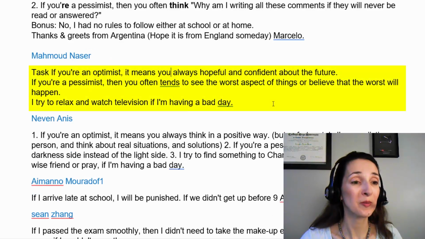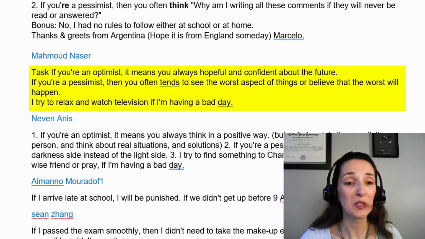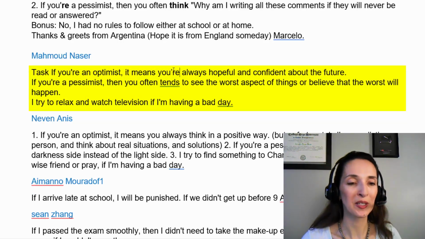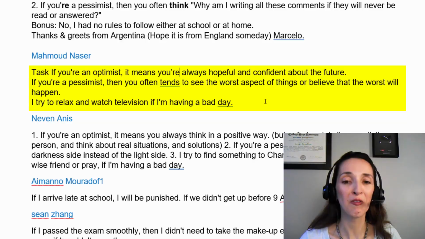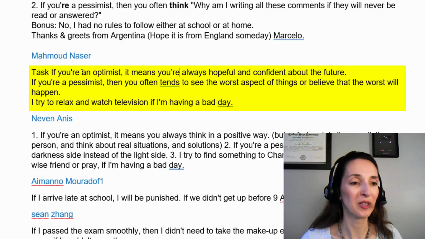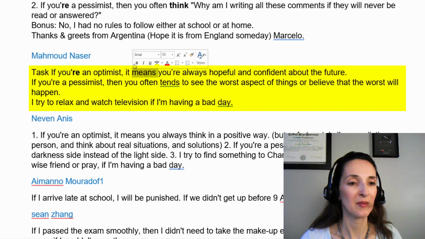Let's look at what Mahmoud wrote. If you're an optimist, it means you... Oh, we're missing a verb. Let's put it in. You're always hopeful and confident about the future. Good. So we have present tense, present tense.